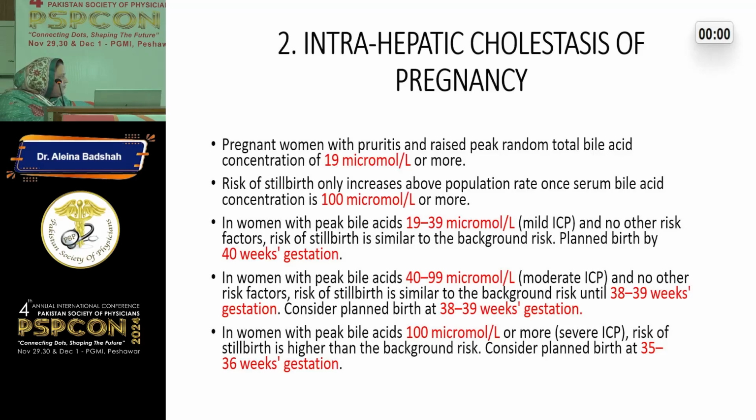And if the level of bile acids is more than 100 micromole per liter, then the patient is at risk of stillbirth even earlier. So you should plan it between 35 to 36 weeks of gestation.